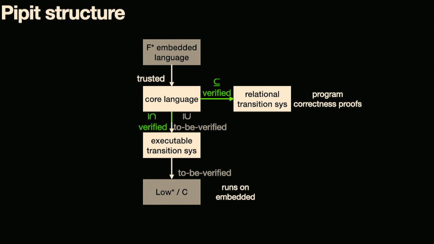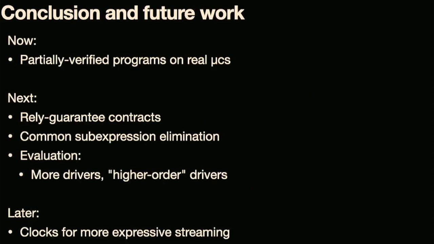I've proved half of the refinement here, but it's the wrong direction. I mean, it should be equivalence rather than refinement, but I've only proved one direction of the equivalence. So it's a little embedded DSL in F star. We can write small programs and verify them and run them on real microcontrollers, which is nice.